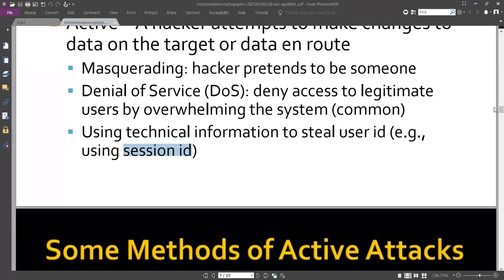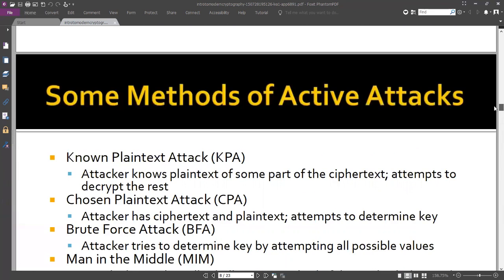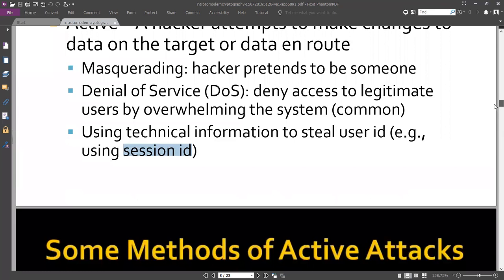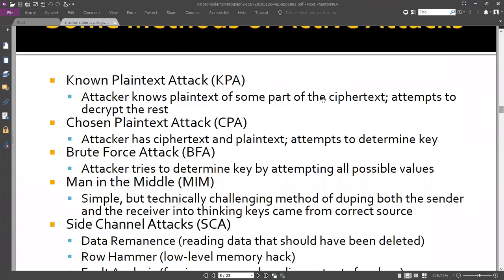So these are some of the other methods; actually we have somehow covered some of them. We continue with the methods of active attacks. Another one is the known plain text attack, or KPA. Attackers know the plain text of some part of the cipher text and attempt to decrypt the rest of it.